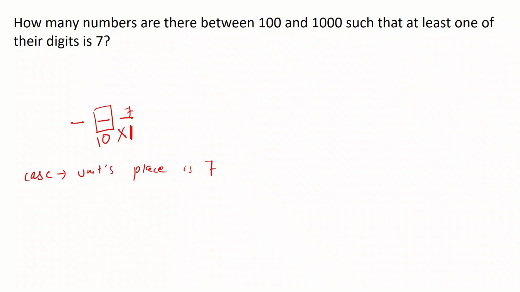You can put any number from 0 to 9. It just says that at least one of the numbers has to be 7. Even if you have used 7 in the units place, you can still use it over here. So we have 10 options from 0 to 9, and for this first place we have 9 possibilities, because we cannot put 0 over here; we can put any number from 1 to 9. So if we fix 7 in the units place, then we have 90 such numbers. Okay, case 2. In case 2, assume that we fix 7 in the tens place.